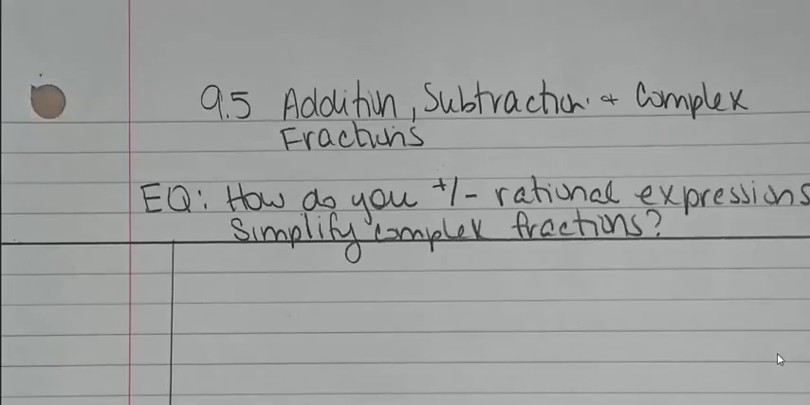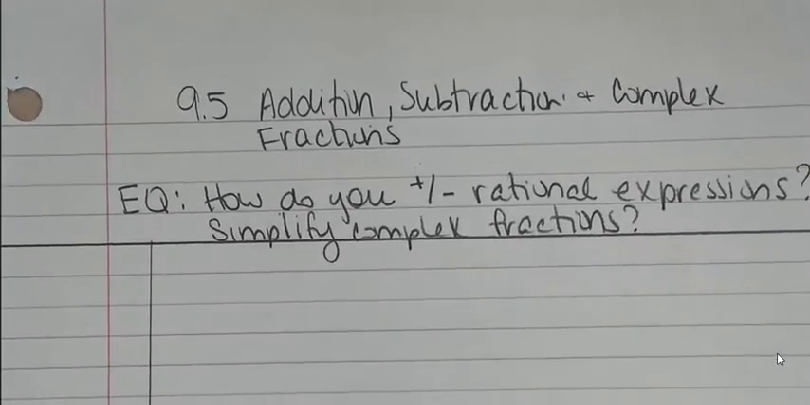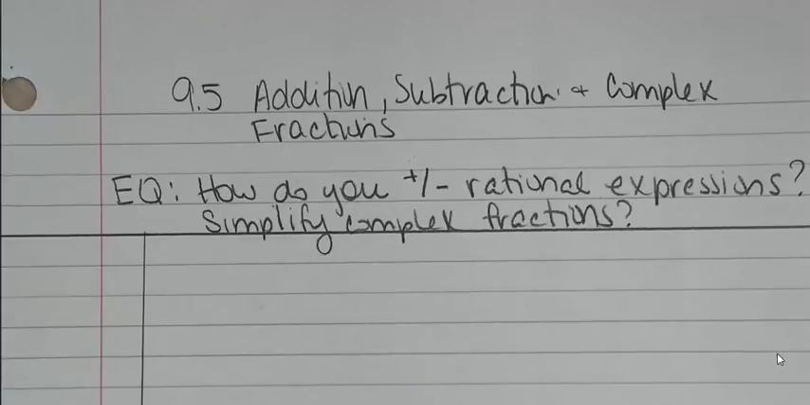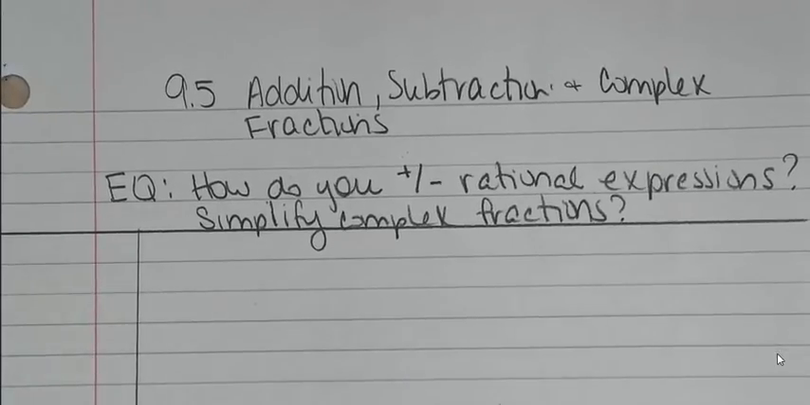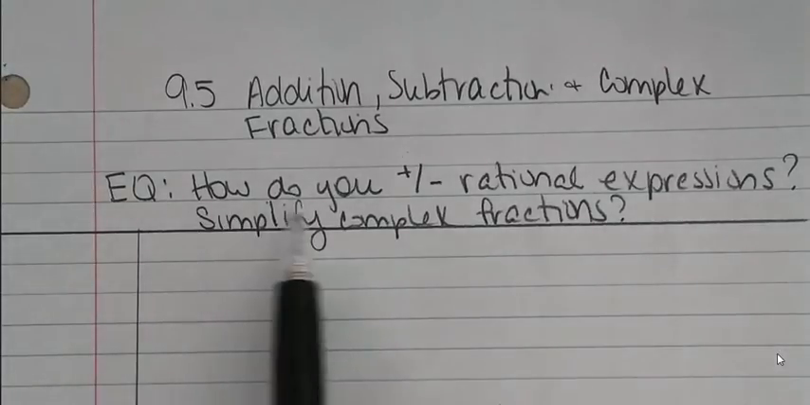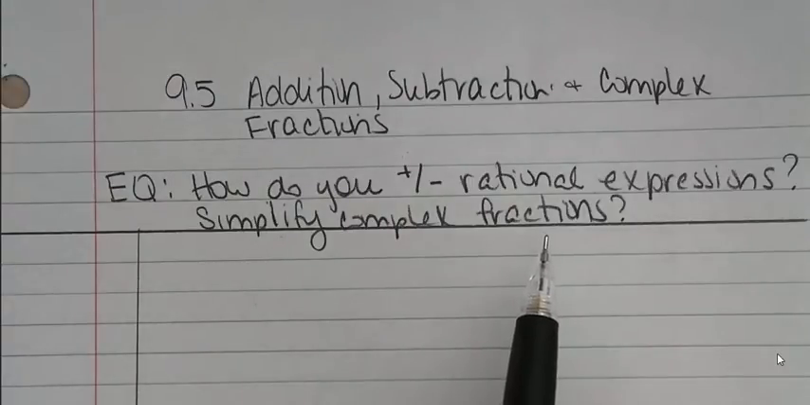9.5 is addition, subtraction, and complex fractions. So we're about to take fractions to a whole new level. Really exciting stuff here. Our essential question is, how do you add or subtract rational expressions? And then just to add on to that, how do you simplify complex fractions?